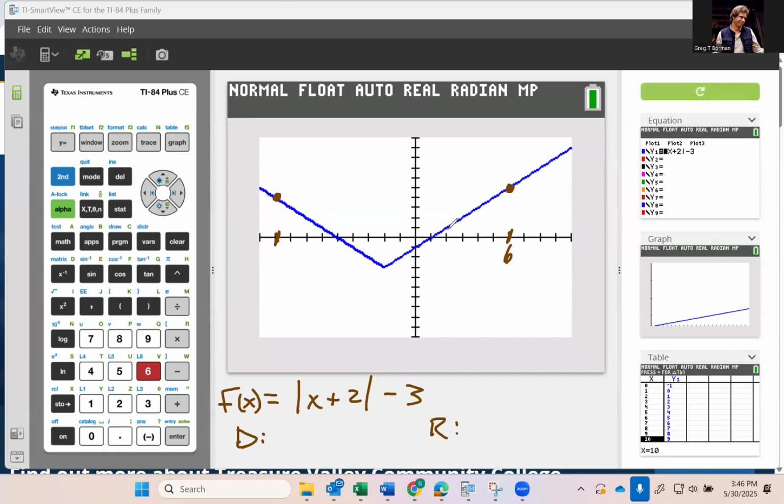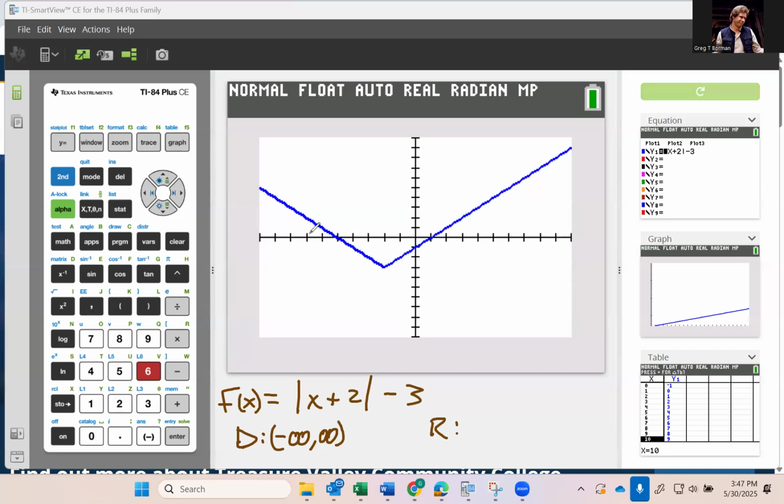Since it just keeps going further and further to the right and further to the left, it uses all x values. That'll be the case even if it opens down. So for absolute value functions, like pretty much all linear functions, the domain is everything, negative infinity to infinity. And that's why. Now, what about the range?